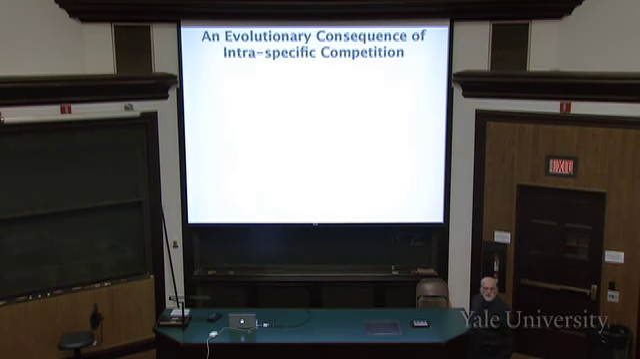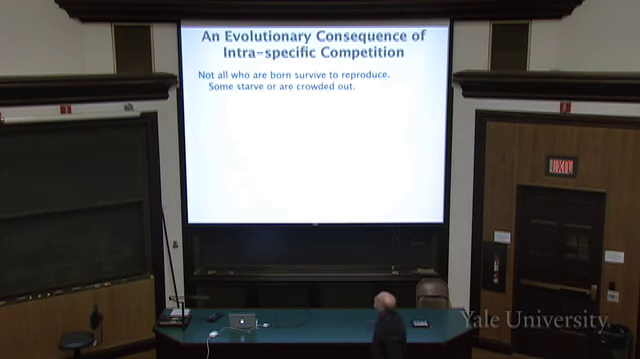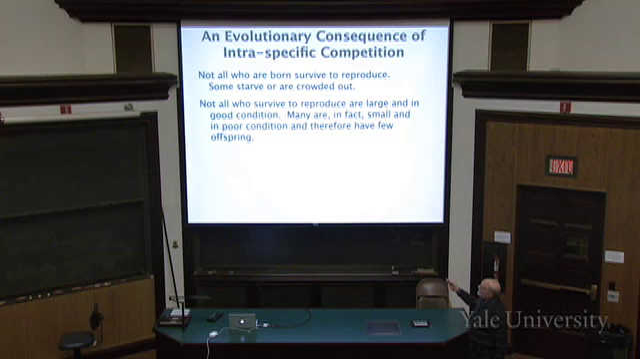That has an evolutionary consequence. This is a direct tie now between population dynamics and natural selection. Not all those who are born will survive to reproduce. Some are starving or are being crowded out. And not all who survive to reproduce are large and in good shape. Many of them, in fact, are in poor condition and have few offspring.